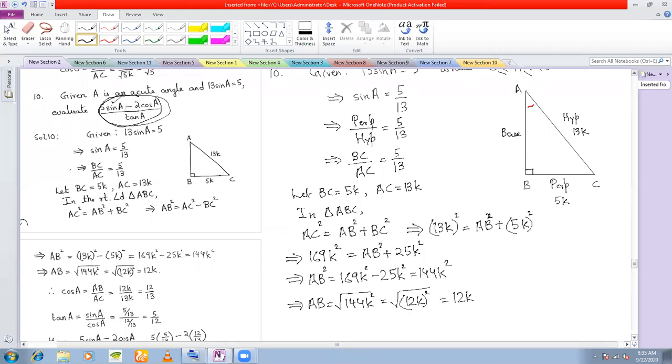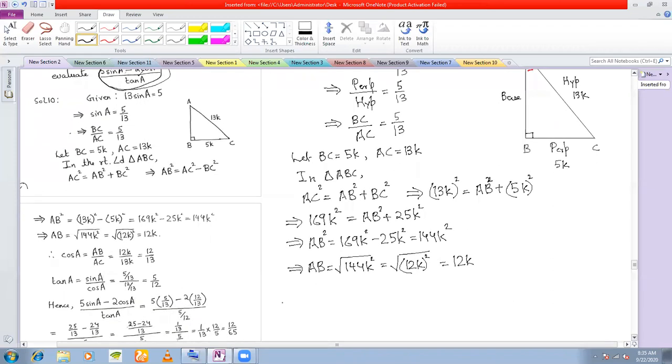So you need to find out the value of sin A, cos A and tan A separately. Let us find out sin A first. Therefore, sin A is equal to perpendicular by hypotenuse. Let's mark this base also. Base we have found out to be 12K. Perpendicular according to this figure is BC, hypotenuse is AC. The length of BC here is 5K and the length of AC here is 13K. So sine A is 5 by 13.